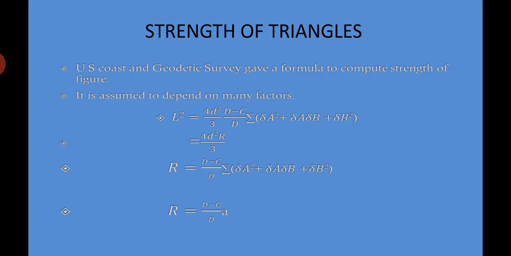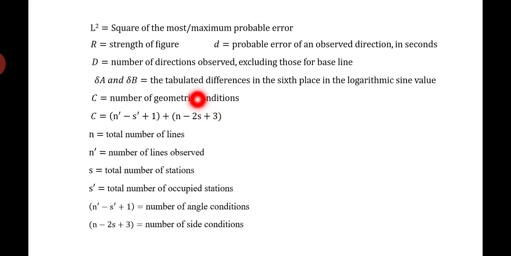So here this is the whole term I have elaborated. This is a very important thing, the L square formula. And here you can see what L square is. L square is the square root of the maximum probable error. R is the strength of figure. D is the probable error, and capital D is the number of directions observed, excluding those for the baseline. Except the baseline, whatever directions are there, those we call capital D. Whereas capital C is the number of geometric conditions.